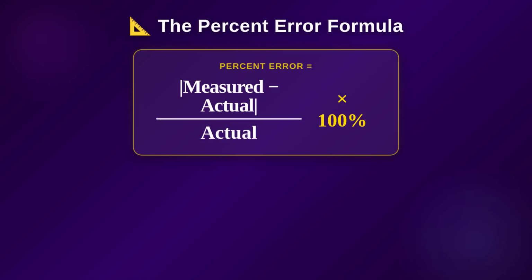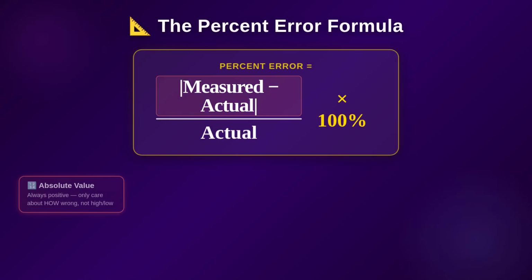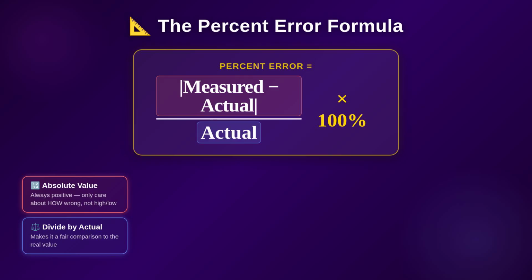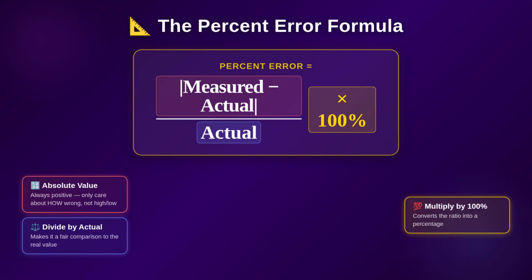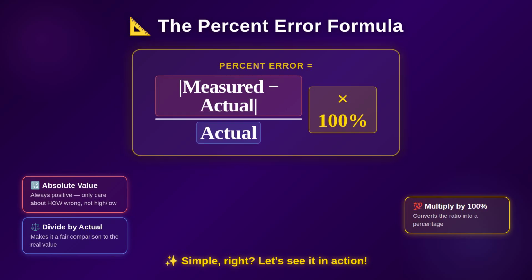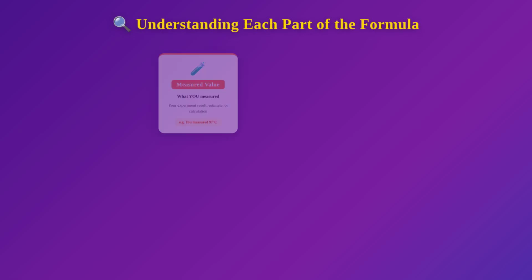Here's the formula that makes it all work. Percent error equals the absolute value of your measured value minus the actual value, divided by the actual value, times 100%. Let's break that down. The absolute value means we always make it positive because we only care about how wrong we were, not whether we went high or low. Then we divide by the actual value to make it a fair comparison, and multiplying by 100 turns it into a percentage. Simple, right? Let's see it in action.